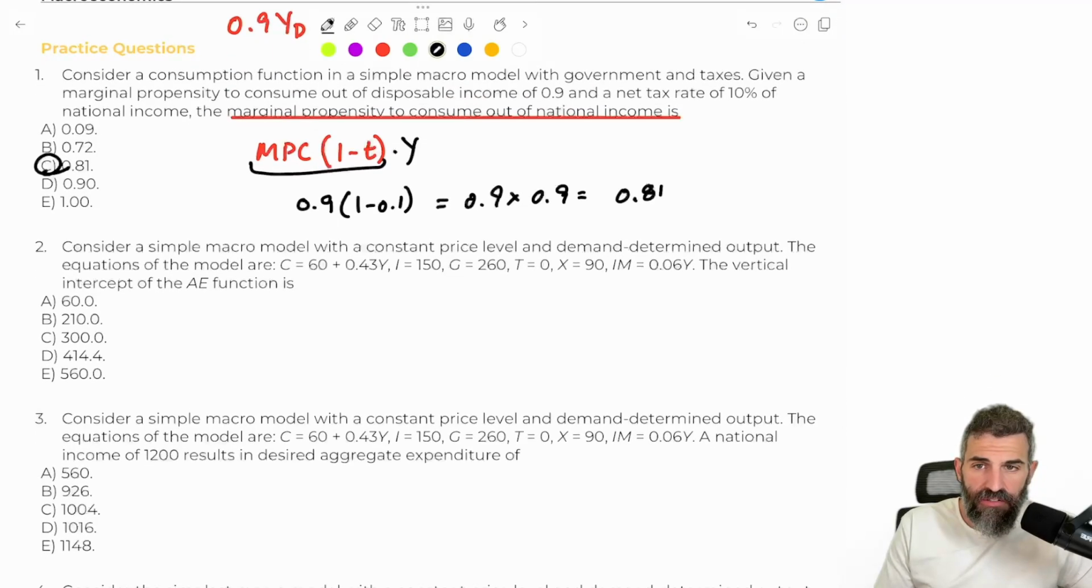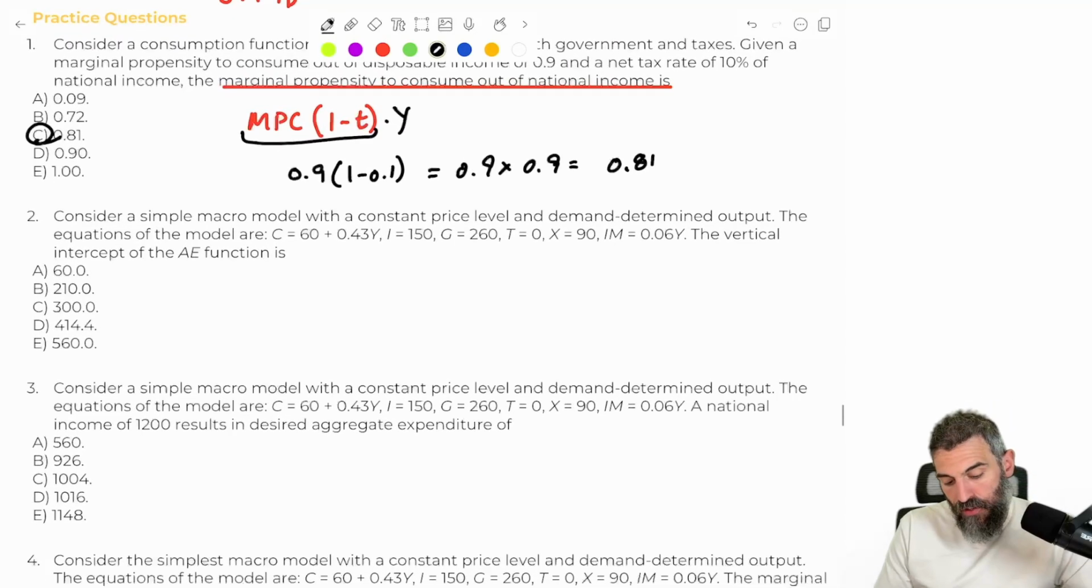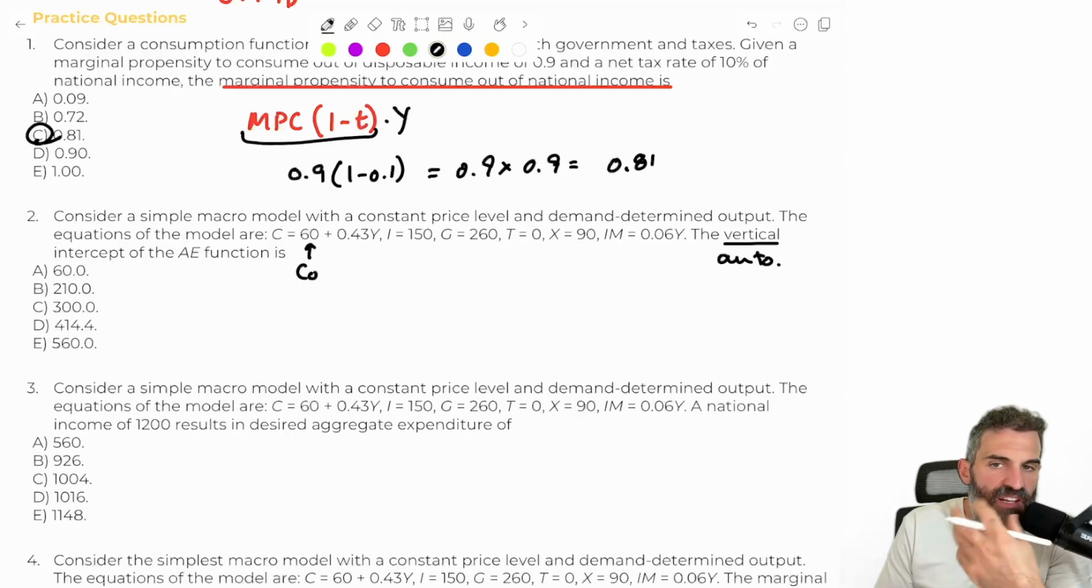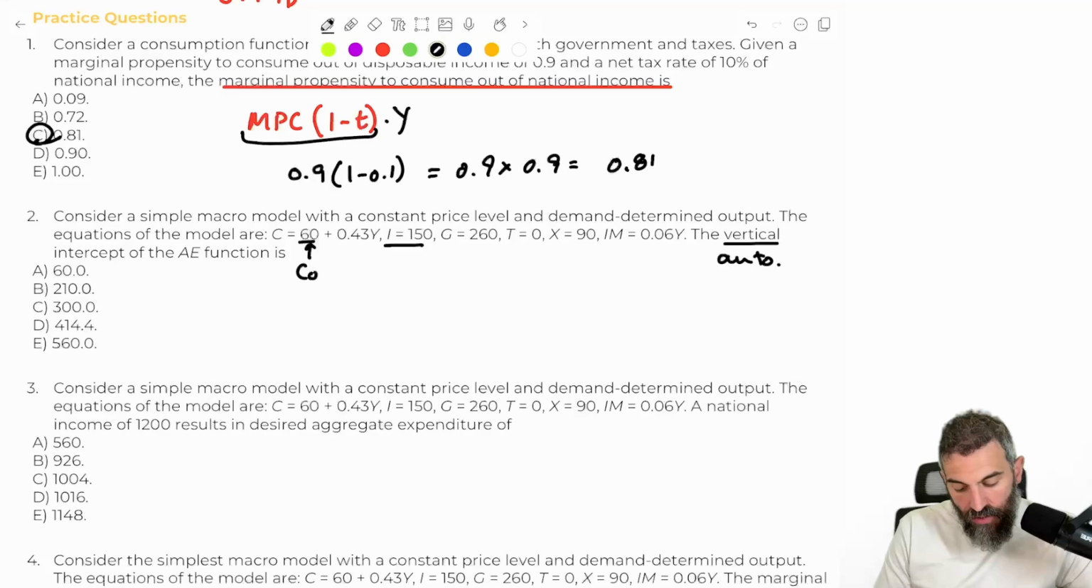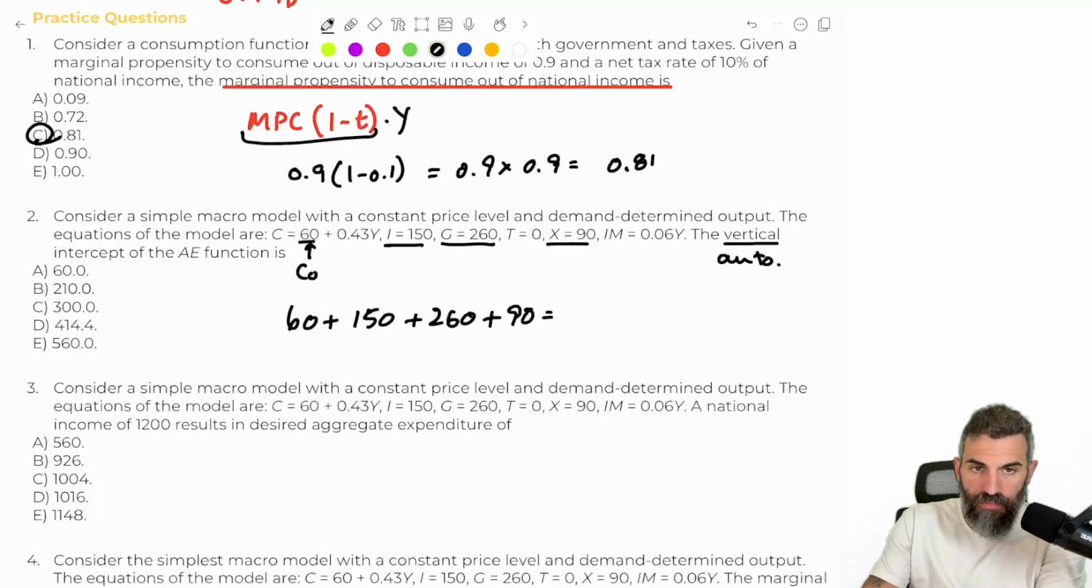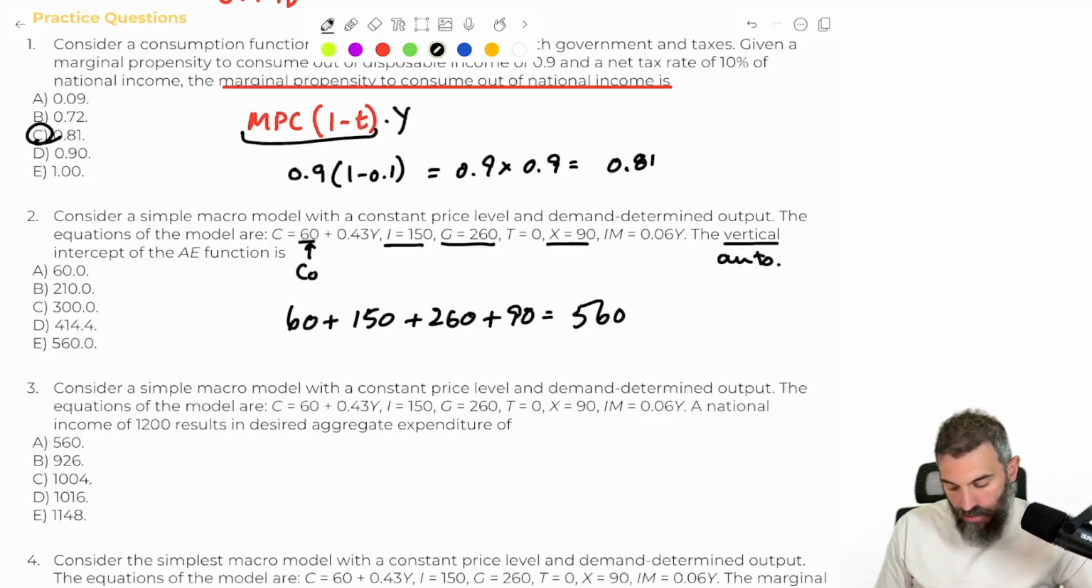Two, consider a simple macro model with a constant price level and demand determined output. The equations are given. What is the vertical intercept of the AE function? We talked about this. The vertical intercept is all of the autonomous. So what's autonomous? If we zoom in, you've got this right here. That's your autonomous consumption. Here's a trick: anything that doesn't have Y in it is autonomous because it's fixed. So that's autonomous. Investment is autonomous. Government is autonomous. And exports are autonomous. So let's add those together: 60 plus 150 plus 260 plus 90 is 560. Answer is E.